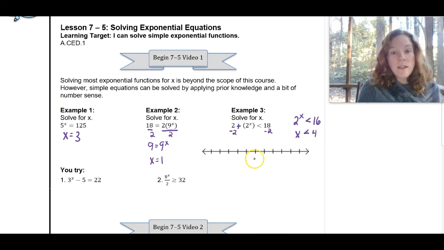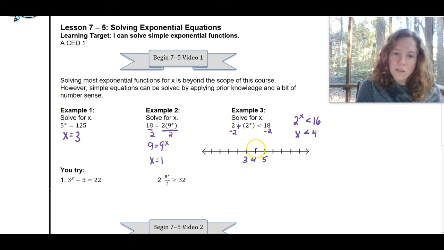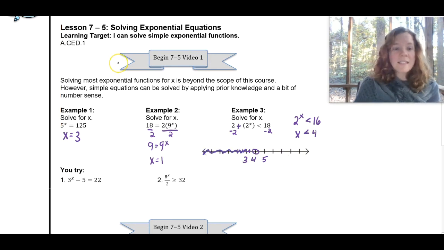Now, remember with inequalities, we do have to plot that solution, so put yourself a 4 in the middle. If you want to put other numbers, you can, but I'm just going to put a 4 here. There's not an equal to, so this is going to be an open circle, and then I am going less than, so it's this way. And I'm done. That's my example 3.